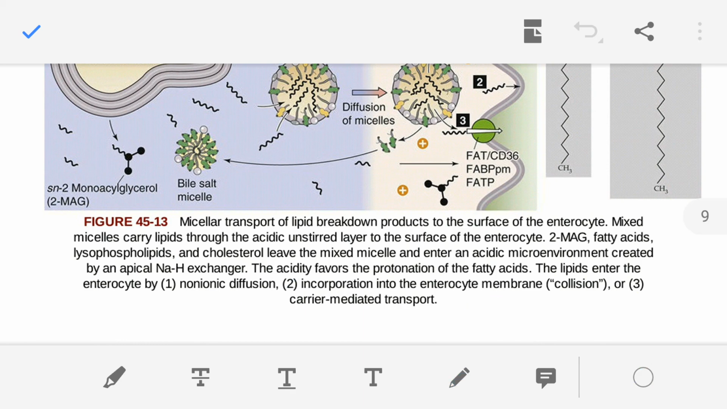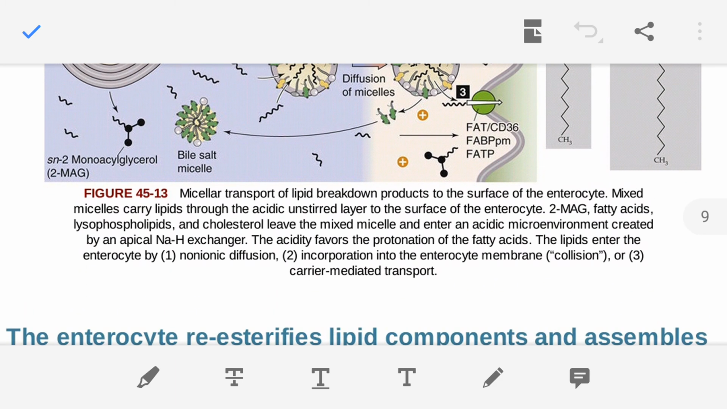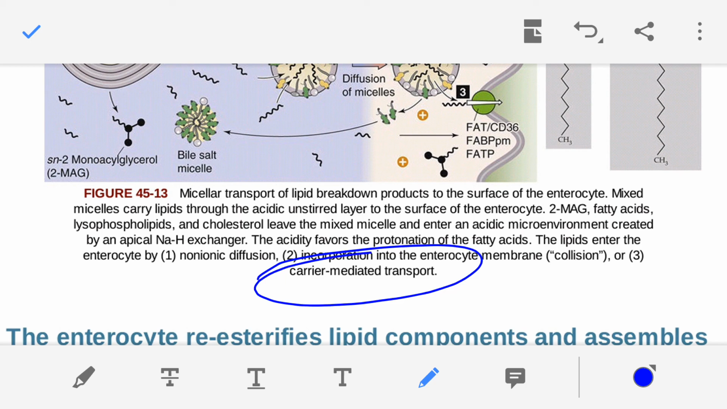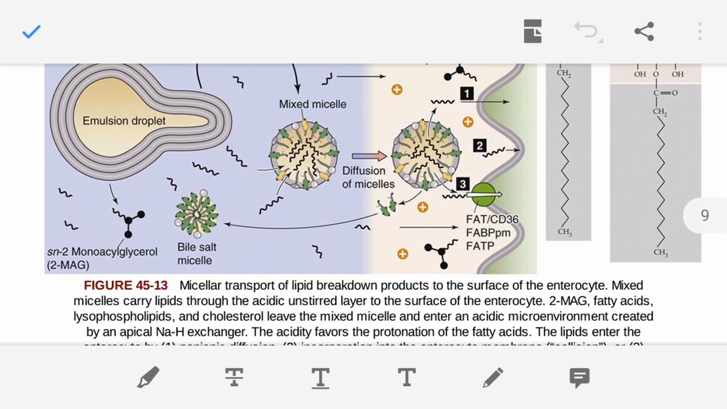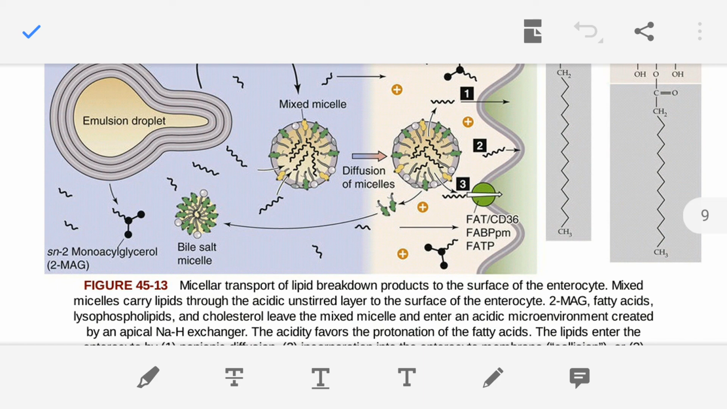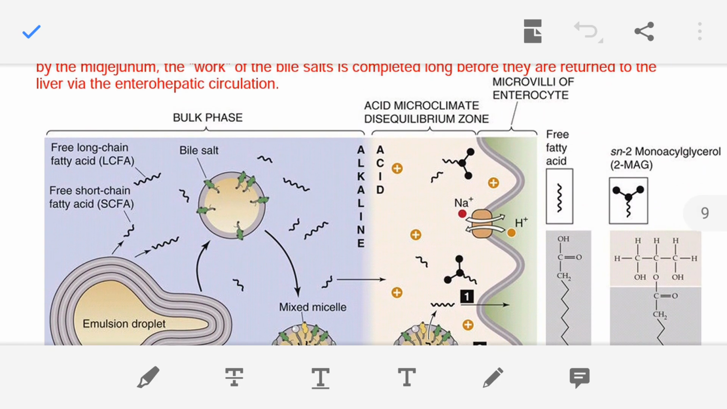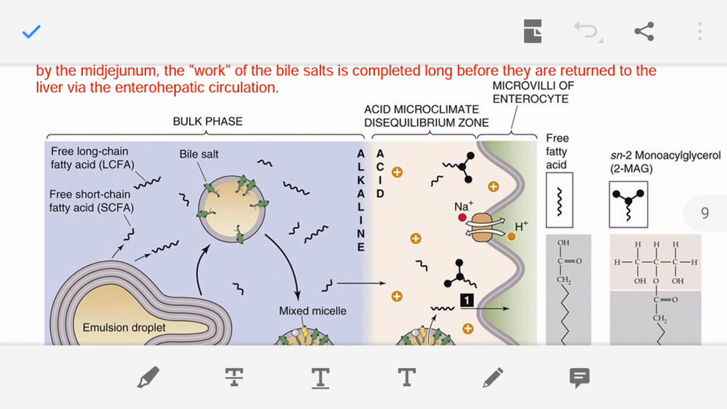And the third is carrier mediated transport. So here, this one is the lipid digestion product, and this is the carrier. With the help of the carrier, the lipid digestion product enters into the cytoplasm of the enterocyte cell. Since this figure is important, I am showing you the entire figure.